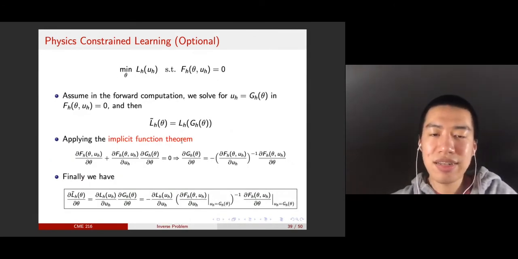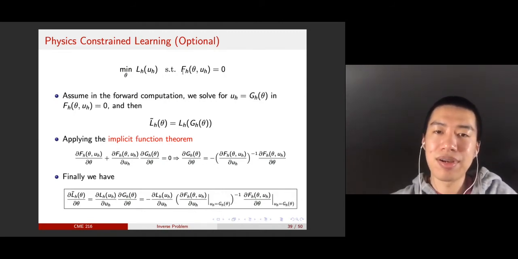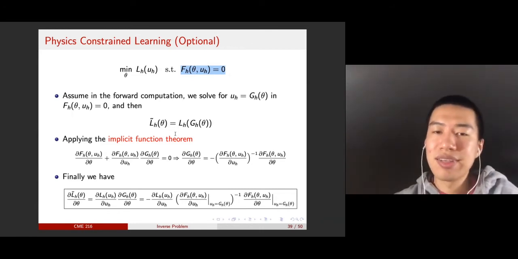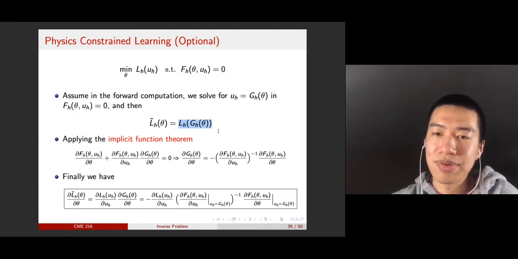Let's consider the more abstract case where our PD constraint is written in a very abstract way, where you have an f operator, which is a high dimensional map from U to the residual of the numerical solver, and you also have a theta parameter, and L is a loss function depending on U. You first solve for U out of this f(theta, U), and then you plug into the loss function and you get L tilde of theta. This is the first step. Very simple.